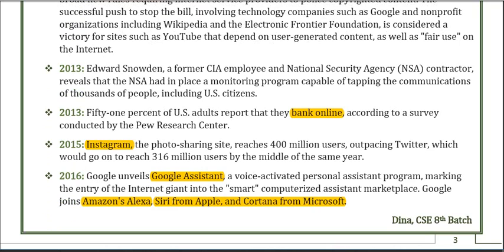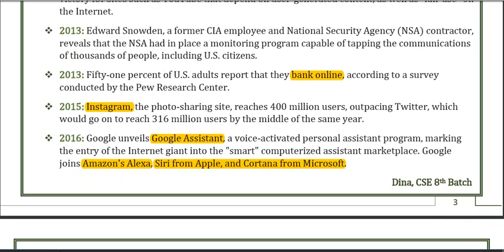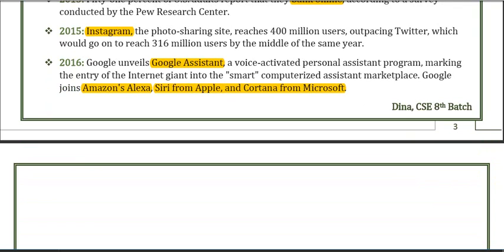In 2015, Instagram became a photo sharing app. In 2016, Google included the Google Assistant for their voice services. That is why Amazon introduced us to Alexa, Apple to Siri, and Cortana by Microsoft.